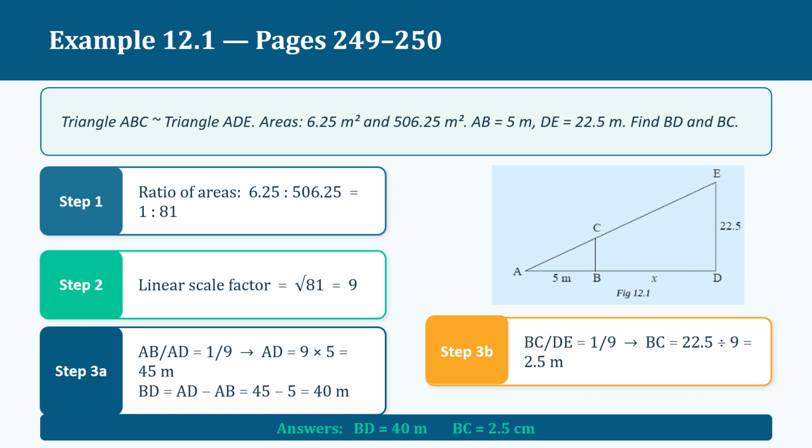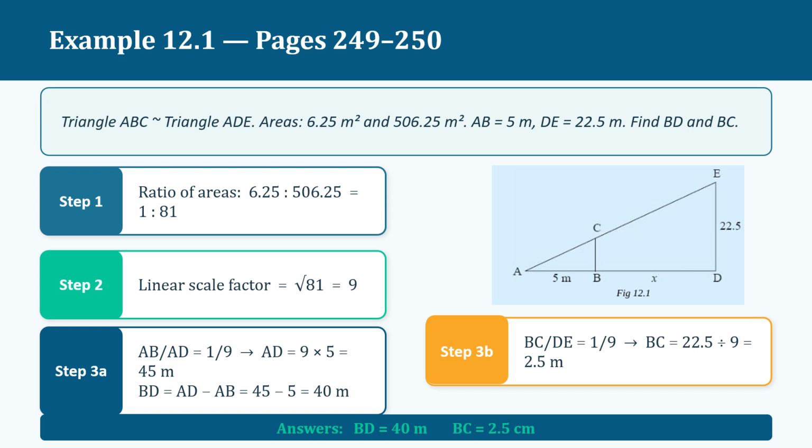What does this mean? The first thing that we're going to find is the length BD. The length BD is denoted as X in the diagram. It lies on the portion AD of the triangle ADE. So we need to find the length AD. How do you find the length AD? We have the scale factor and we have the length of AB. We know that the ratio of AB to the length of AD is 1 to 9. In other words, AB divided by AD is equal to 1 over 9.